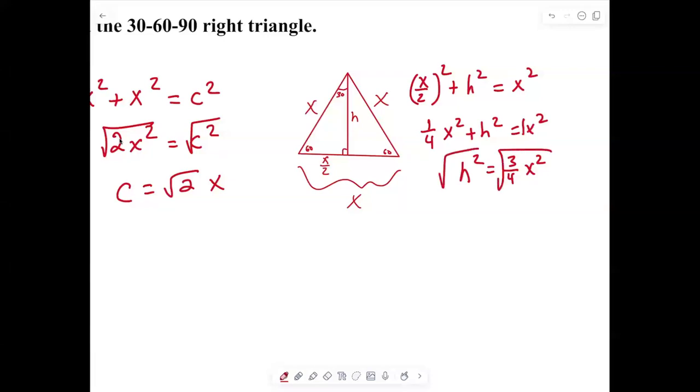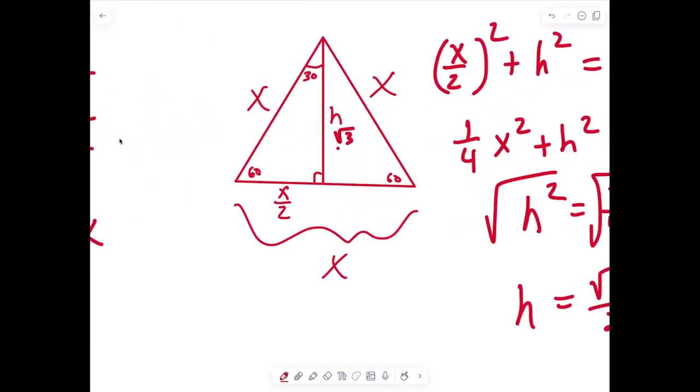I take the square root now. H is equal to, do I know what the square root of 3 is? Well, no. What's the square root of 4? 2. What's the square root of x squared? X. There you have it. So the height is always square root of 3 over 2x. That's the relationship. Now, what exactly does that mean? That means that if they give me any part of the 30, 60, 90 triangle, I can find the other two sides quickly. So now I'm going to show you what I mean by quickly.